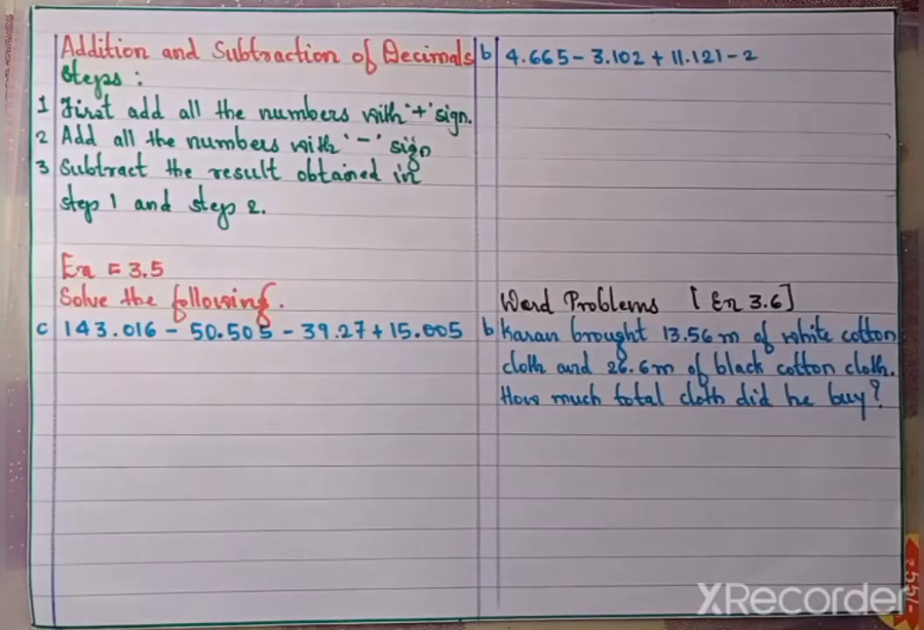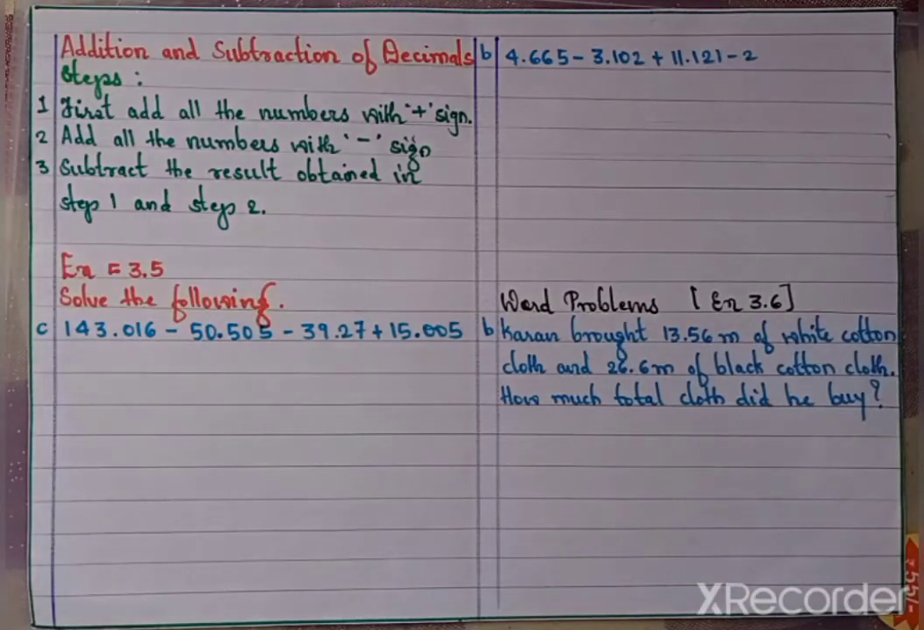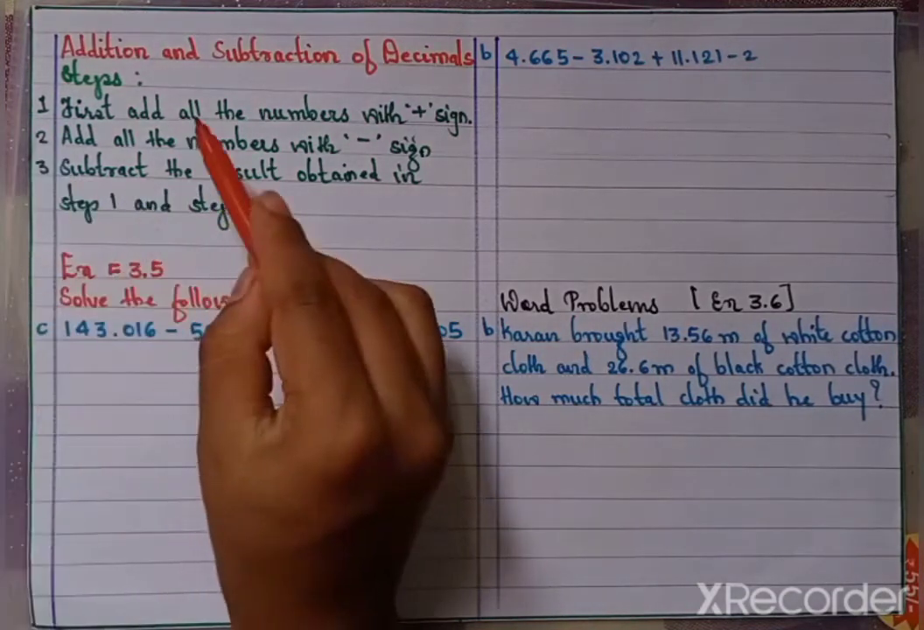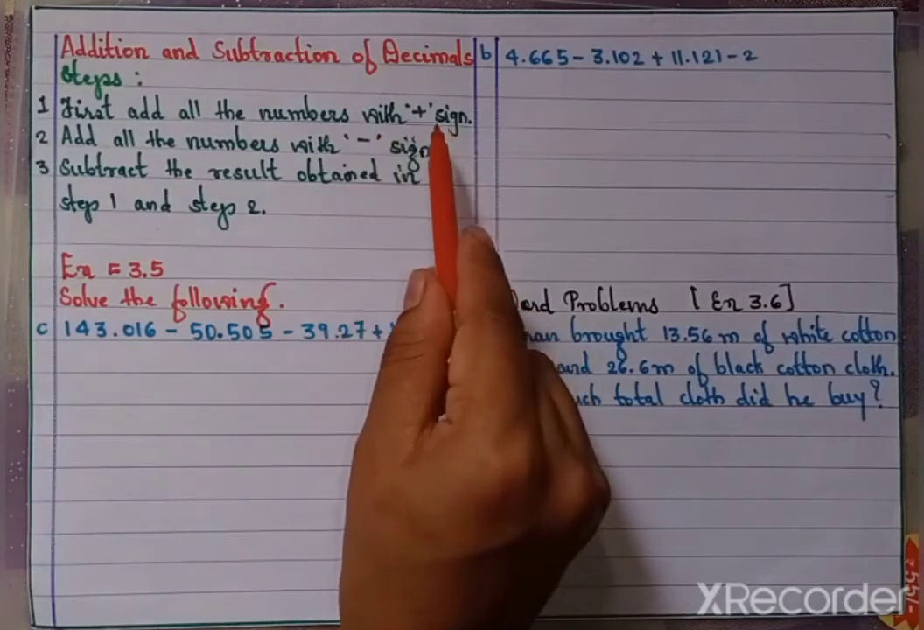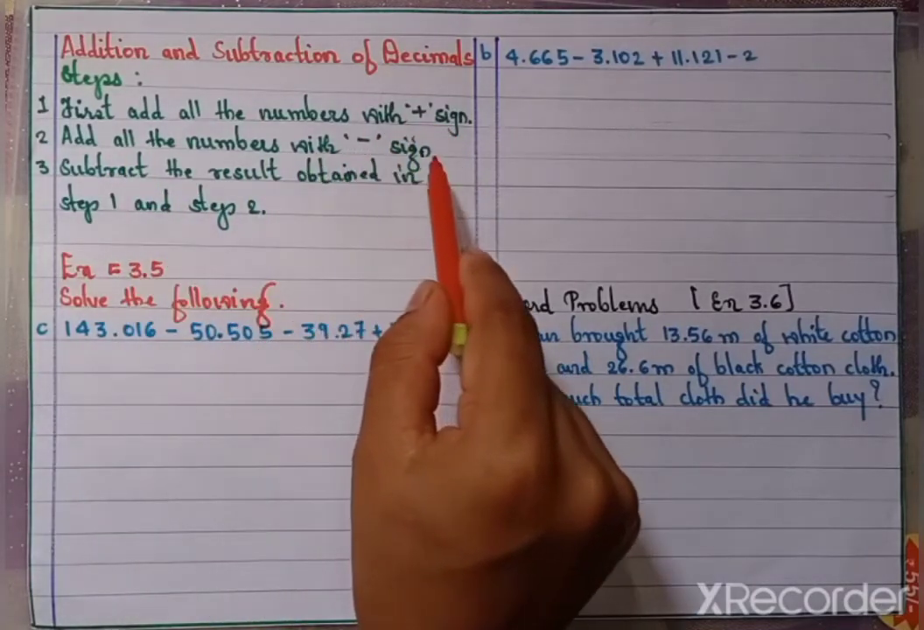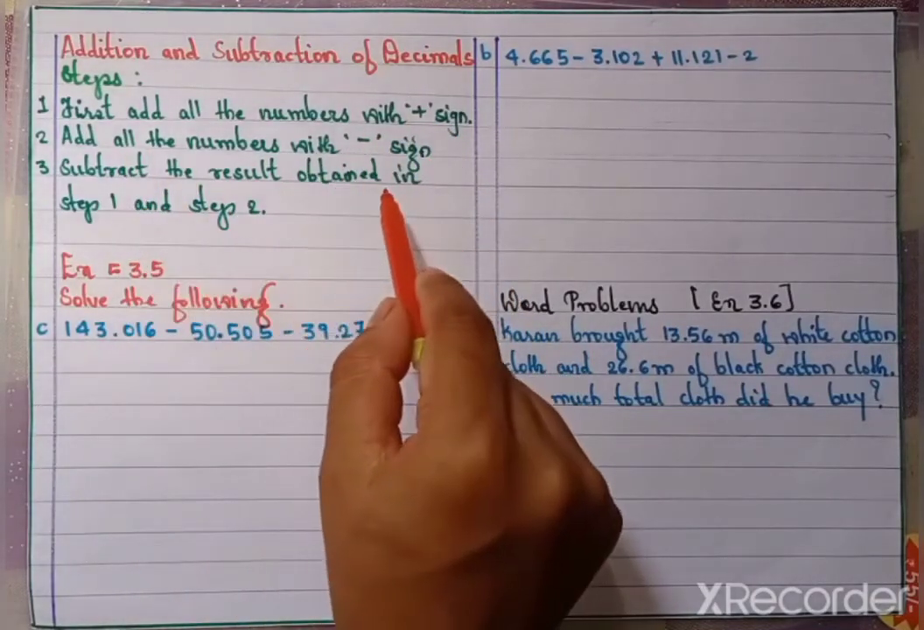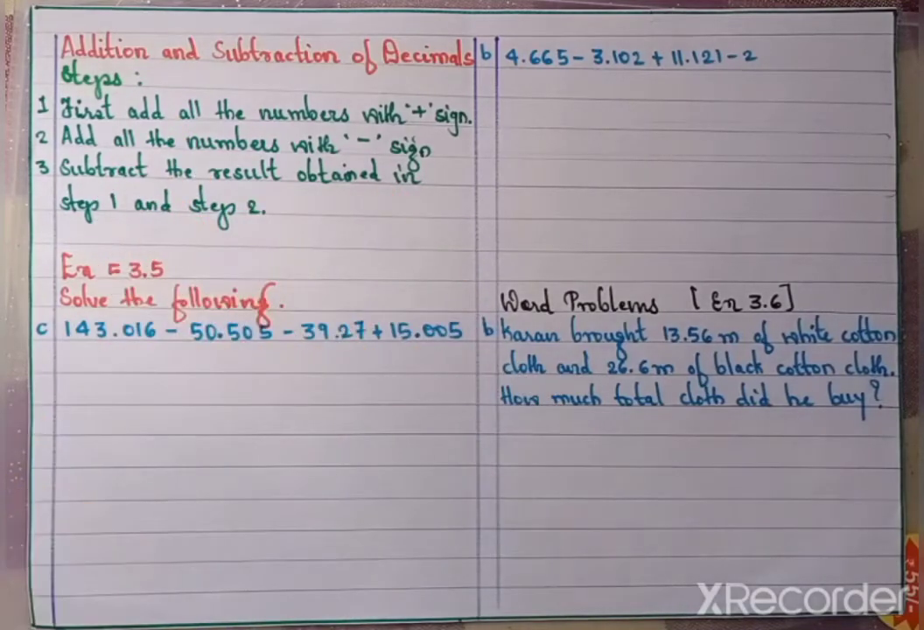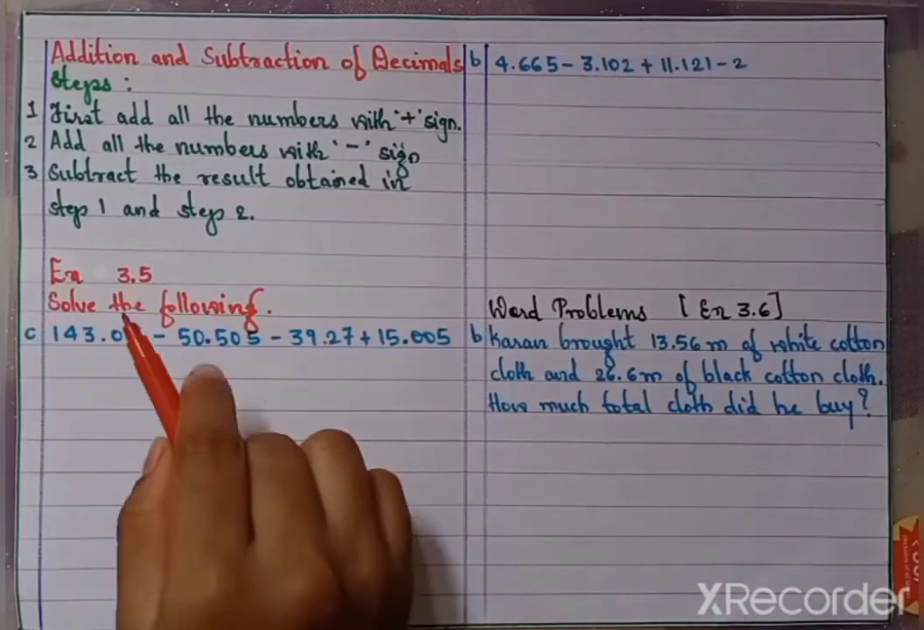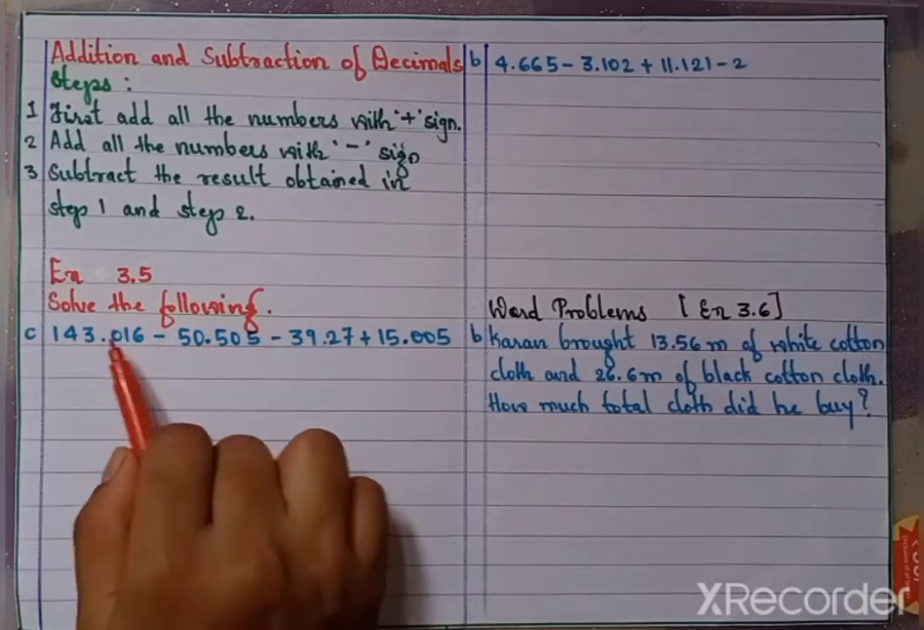Now let's see the next part of this chapter. Addition and subtraction of decimals. So we have a few steps to be carried out. Steps. First, add all the numbers with plus sign. Add all the numbers with minus sign. Subtract the result obtained in step 1 and 2. Yes. So let's see here. We have an example from exercise 3.5. Solve the following.